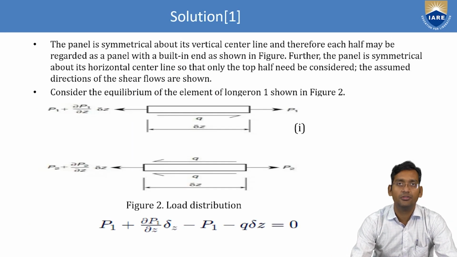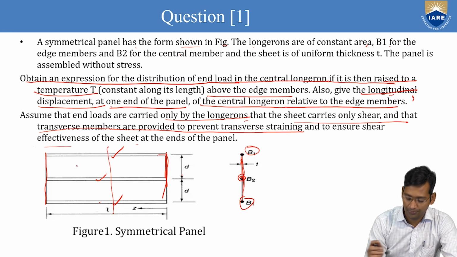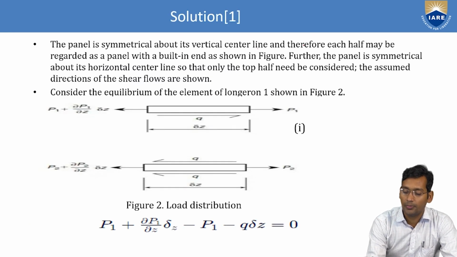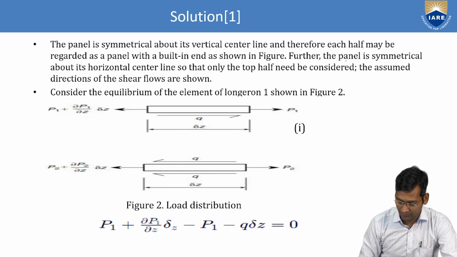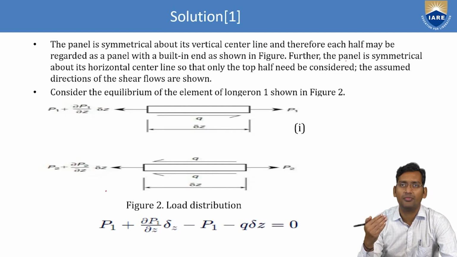Okay, so now let's see the solution. The panel is symmetrical about its vertical center line. Therefore, each half may be regarded as a panel with a built-in end, as shown in the figure. Further, the panel is symmetrical about its horizontal center line also, so that only the top half need be considered. The upper half is considered, and the lower half will be the same.